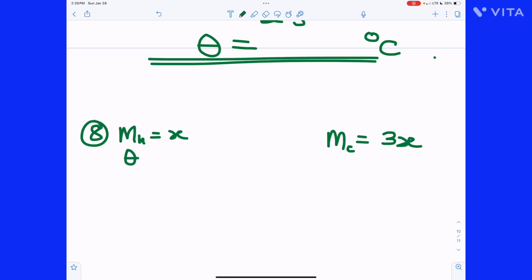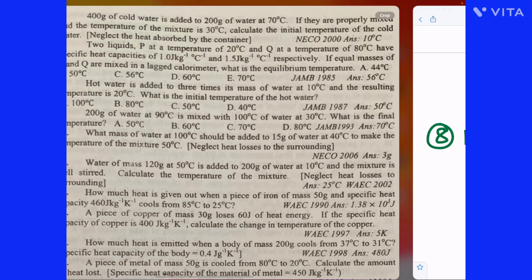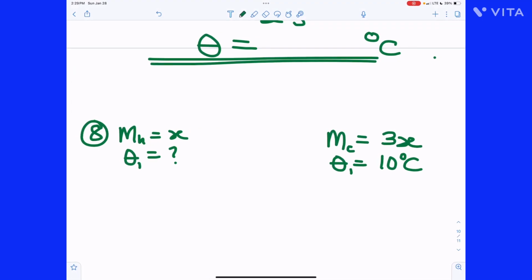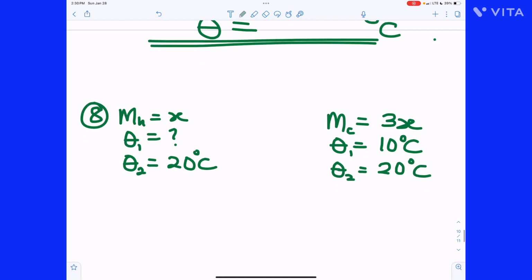Initial temperature of hot water, we don't know. Initial temperature of cold water, we know to be 10 degrees Celsius. The question says the resulting temperature of the mixture is 20 degrees Celsius. Final temperature of cold water, 20 degrees Celsius. Final temperature of hot water, 20 degrees Celsius also, after mixing.